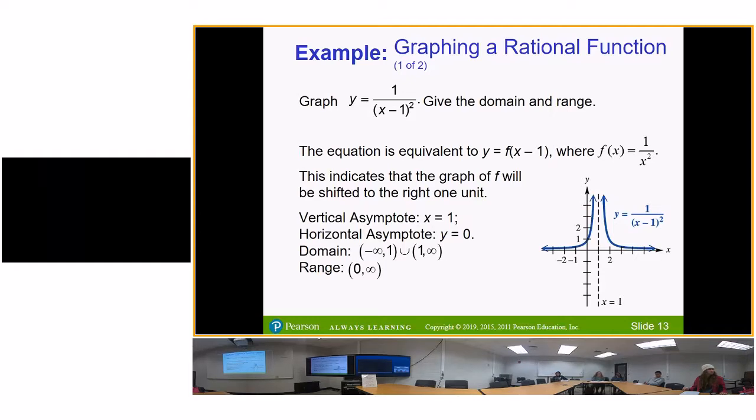Now, the good thing about the volcano is the range is always going to be above, unless it's got a vertical shift, it's always going to be above the x-axis. So, it's always going to be from 0 to infinity.